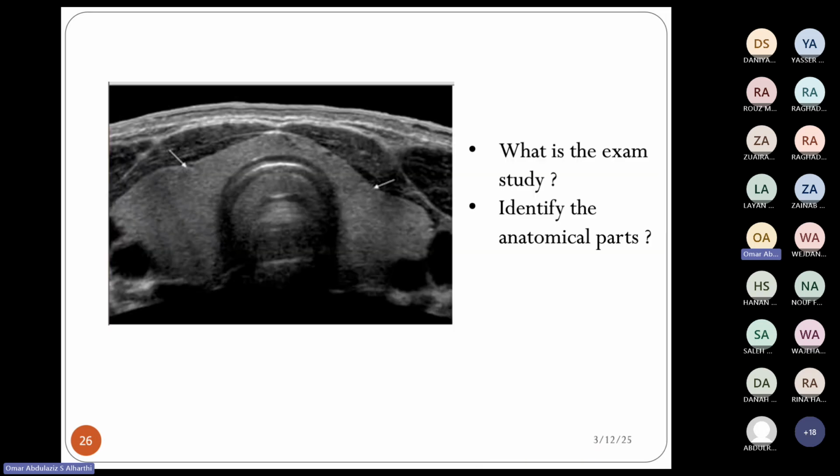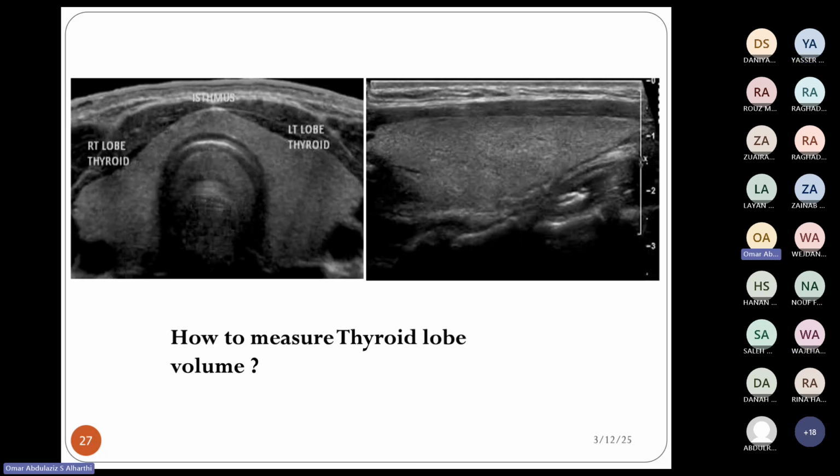All right, you know what's this one, right? Only a few days ago we saw an example of it, if you attended the lecture. Thyroid, yes. What are the parts of the thyroid? Which part is this? Right lobe. Okay. Left lobe. This one is isthmus. Excellent. Okay. So how do we measure the volume?